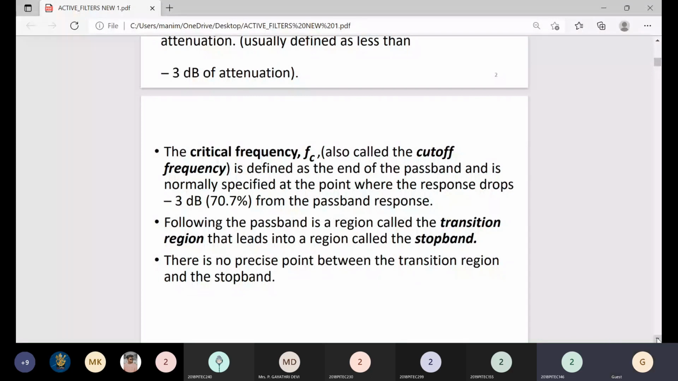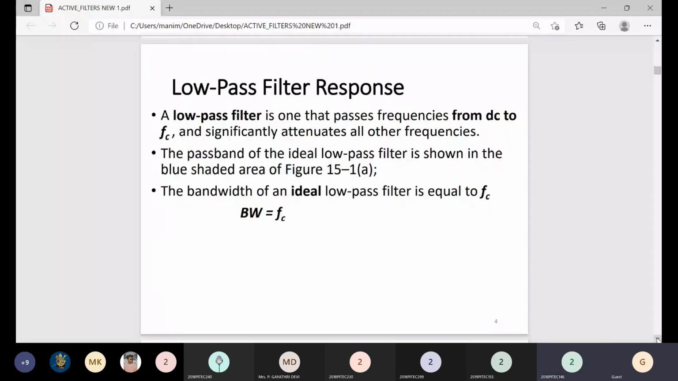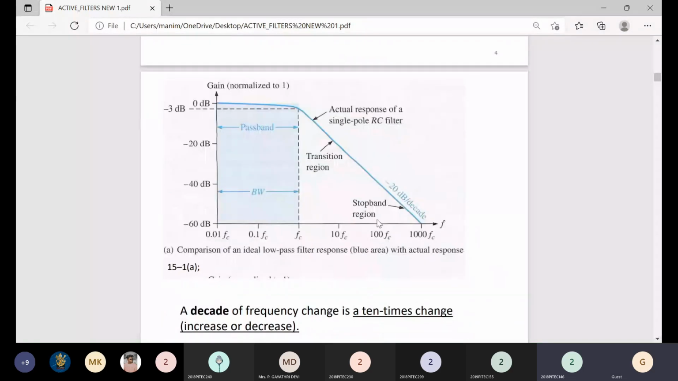Here the low pass filter only allows low frequency signals, that is from 0 to the cutoff frequency, and attenuates all other frequencies. The bandwidth of the ideal low pass filter is equal to FC, the cutoff frequency. Now we see the frequency response of the low pass filter.